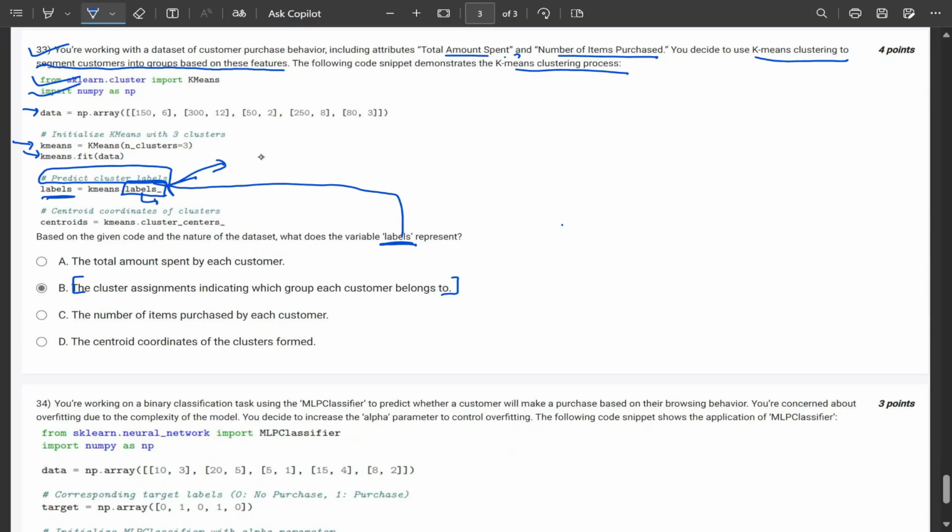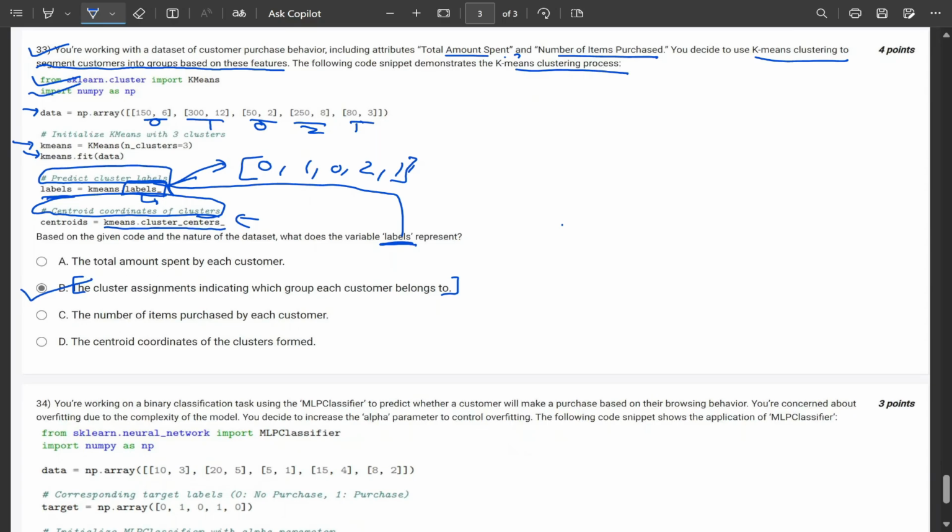So this will again be an array where, say, this is for cluster 0, this is for cluster 1, this is for 0, this is for 2, and this is for 1, then you will have 0, 1, 0, 2, 1, something like this. The coordinates of the cluster would be just the center points. But here it is saying labels. So that's why we have B as the answer.